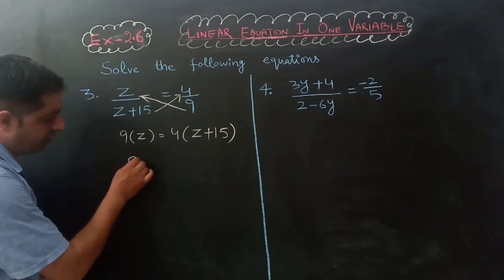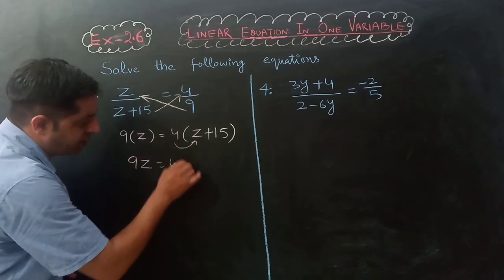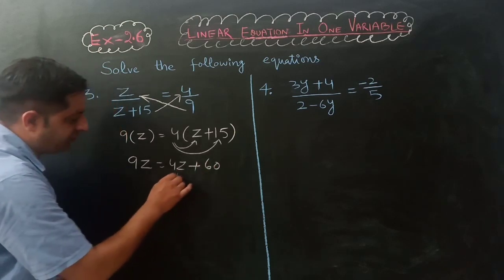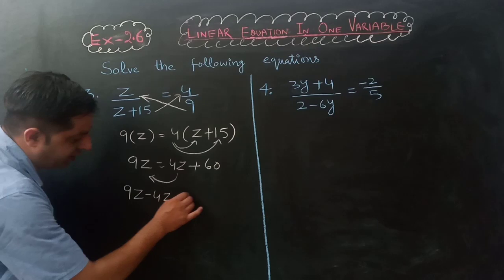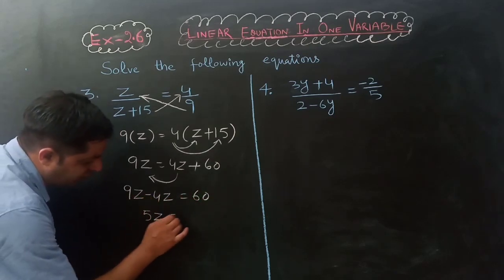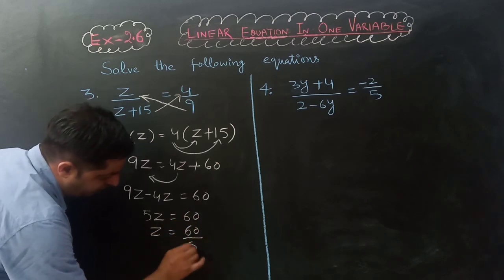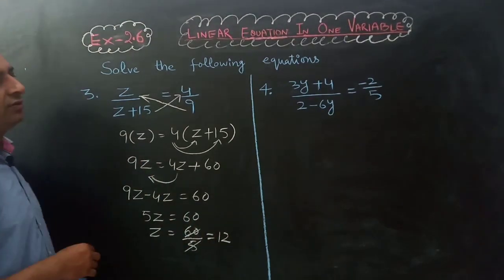9 multiply z, you will get 9z. 4 multiply with z, you will get 4z. 4 multiply with plus 15, you will get plus 60. Shift this 4z to this side. 9z minus 4z, you will get 60. 9 minus 4, you will get 5z is equals to 60. Then z is equals to 60 upon 5. You will get the answer 12. So z is equals to 12 is the answer.